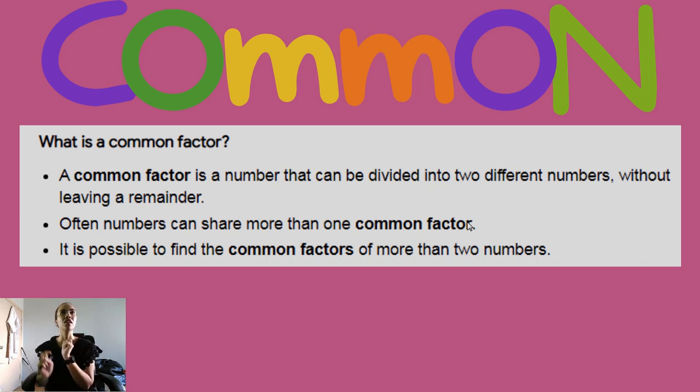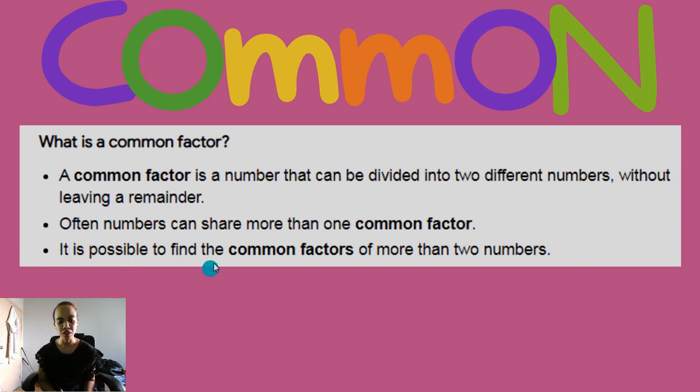One more. 5. Number 5. 5 can go into 10 2 times and 5 can go into 20 4 times. That means that number 5 is a common factor of 10 and 20. Okay. A common factor is a number that can be divided into two different numbers without leaving a remainder, no remainder. Often numbers can share more than one common factor. It's okay to have more than one common factor. In fact, it's normal. Very, very often.